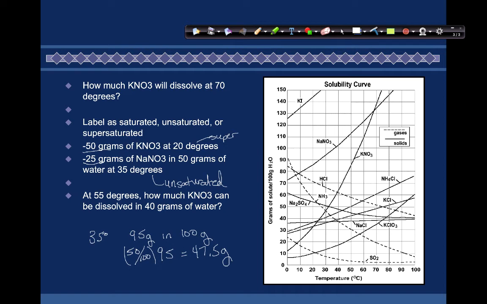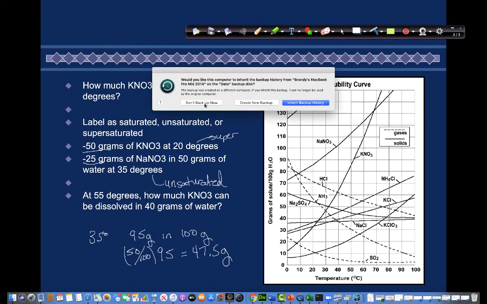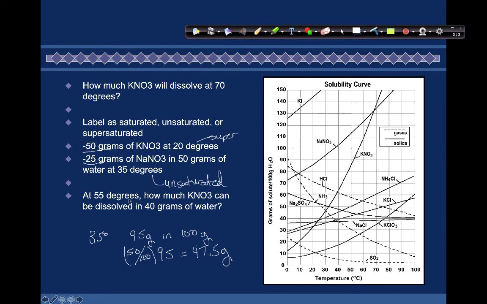The next one says at 55 degrees, how much potassium nitrate can be dissolved in 40 grams of water? So let's go to potassium nitrate. Here we go. Let's go to 55 degrees. It's about here, roughly. All right, so I can dissolve about 90 grams roughly. So I can get 90 grams at that temperature at 55.